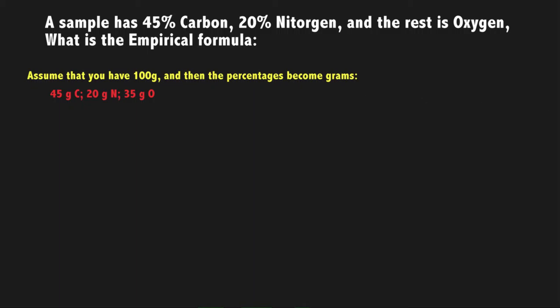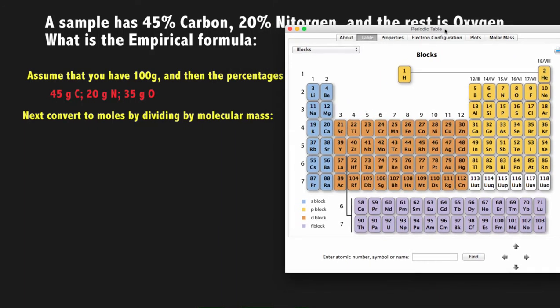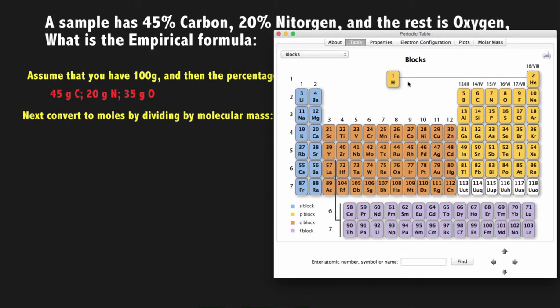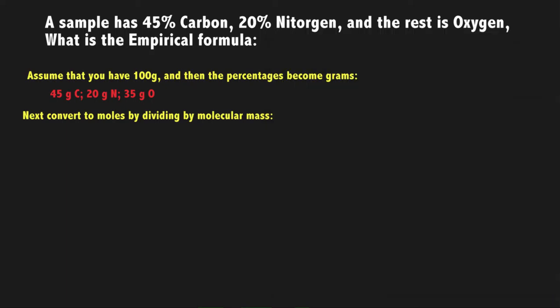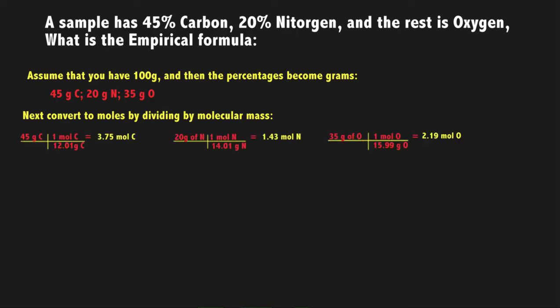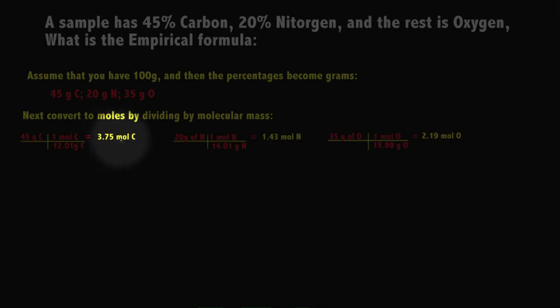The next step would be to convert everything into moles. The way we do that is we go to our handy dandy periodic table and look up the molecular masses of these elements. So carbon is 12.01, nitrogen is 14.01, and oxygen is 15.99. If you find the moles by dividing by the molecular mass, this is what you'll get: 3.75 moles of carbon, 1.43 moles of nitrogen, and 2.19 moles of oxygen.